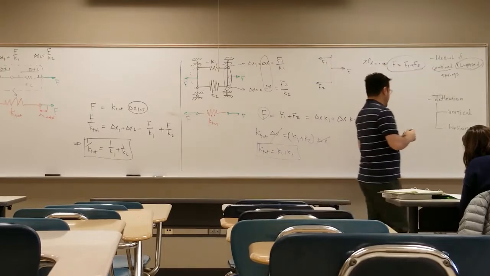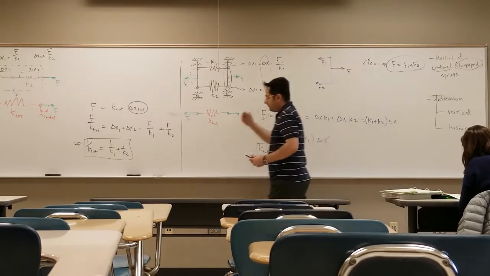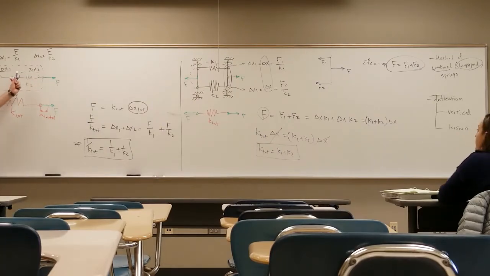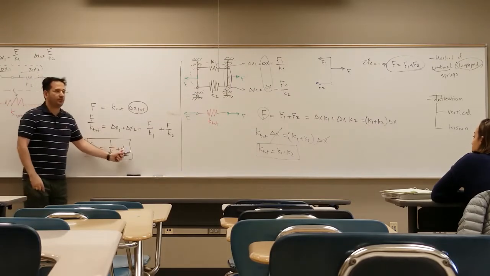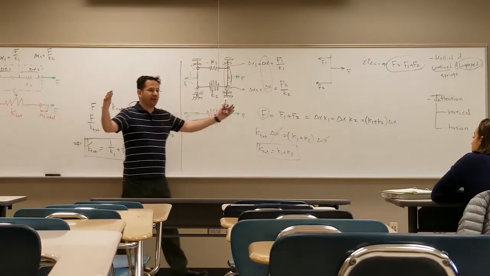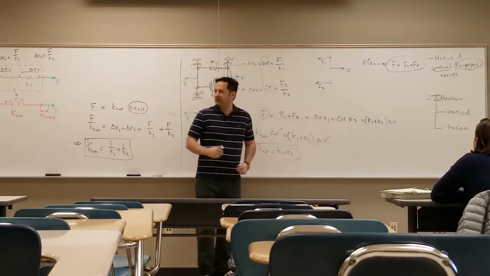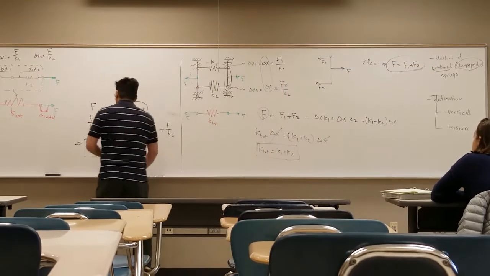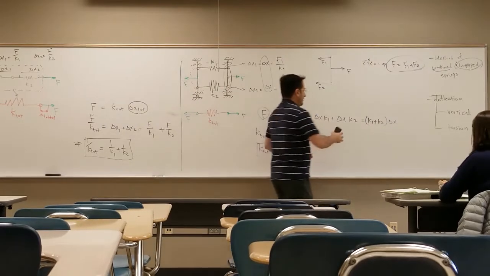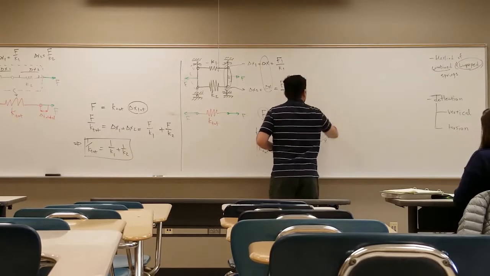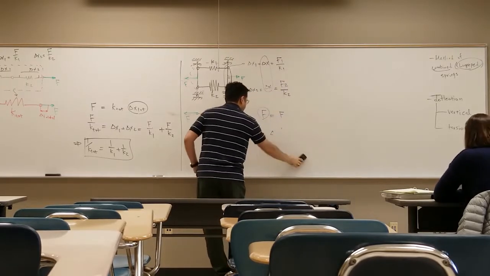Okay, so let's make a summary. Now if I have three elements, what do I get? 1 over K total is 1 over K1 plus 1 over K2 plus 1 over K3. So it doesn't matter how many elements you have in series. What about the parallel case? K1 plus K2 plus K3, just the summation. So now let's consider one more example, before we actually go to the structural analysis question, like the one I had before.